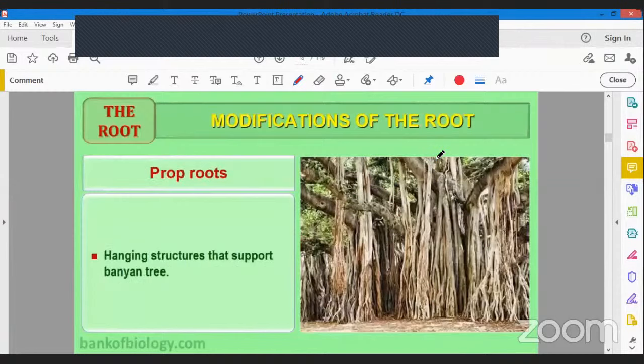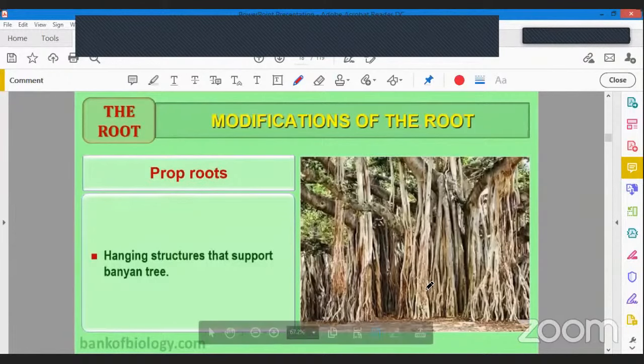Next, modifications of roots. See here, prop roots. These are hanging roots that support the tree. Can you see here? Banyan. They help in mechanical support. So they help in supporting the banyan tree. So take it down.